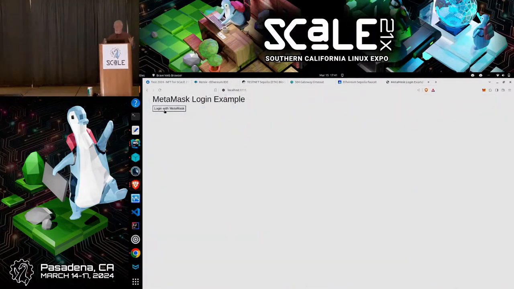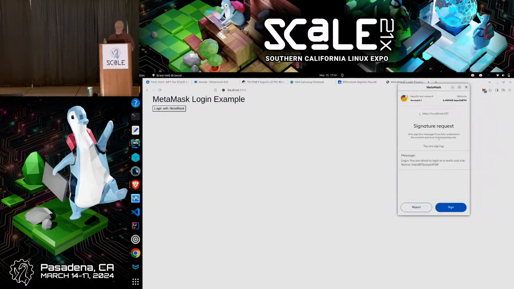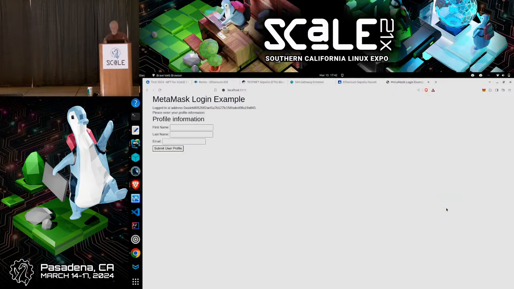So this is login with MetaMask. So I'm going to log in with MetaMask. And now notice what comes up: MetaMask. And MetaMask is asking for a prompt. Will you let me do this? All right. And I'm going to sign. I'm going to say, yeah, okay.